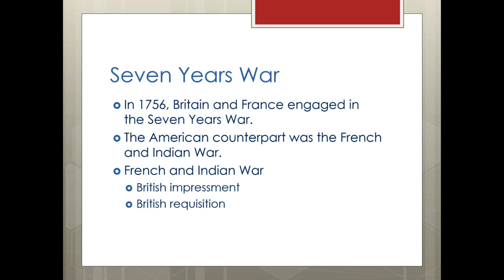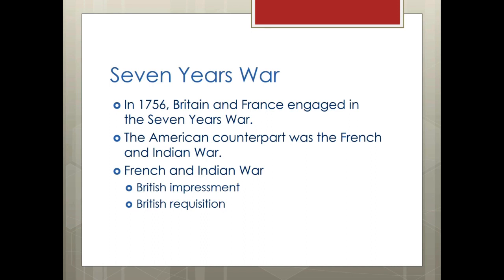In 1756, Britain and France engaged in the Seven Years' War, and they fought that war in Europe. But the counterpart to that war in America was the French and Indian War. The British fought, along with the colonists, against the French and most of the Indian tribes, who sought to overcome the colonists and take the land. And therefore Britain had an interest in fighting that war and bringing soldiers from Britain over to America to fight in that war.